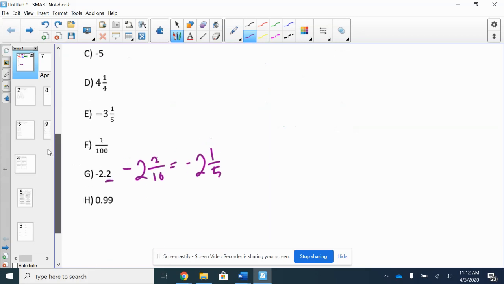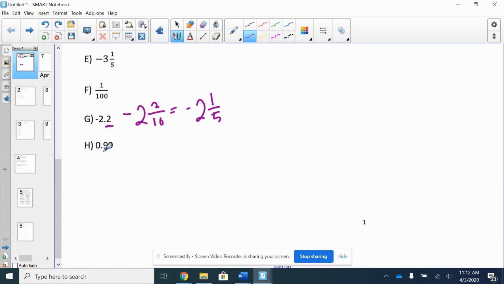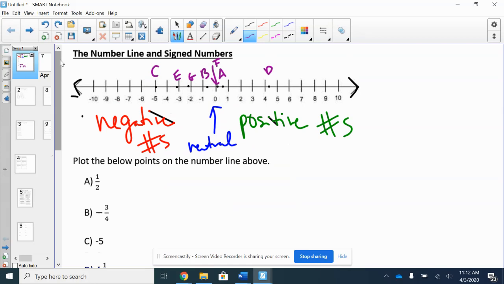And our last number to plot here, we have 0.99. So review again for place value. This 9 is in our tenths spot. This one is in our hundredths. So this is the same as 99 hundredths. So if I look between 0 and 1, it's as if I have 100 equal spots here. Think of it like I have 100 equal parts to make a whole, and I have 99 of them, so I'm almost at 1. 99 hundredths is super close to 1, as in it would round to 1 if you're rounding to the nearest whole number. And that is letter H.